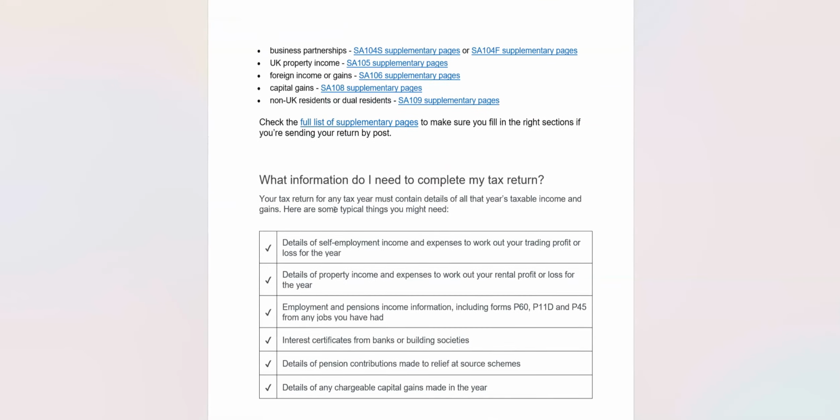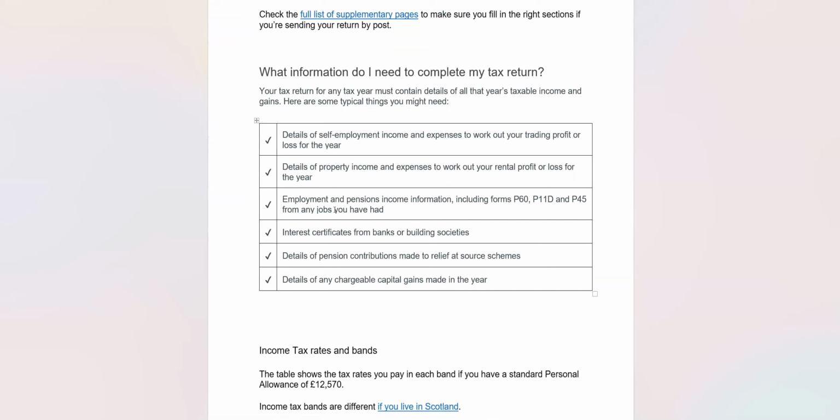The next thing we have here: what information do I need to complete my tax return? Your tax return for any tax year must contain detail of all your taxable income, and again, here are some typical things you might need to know. Now, taxable income means the income you are liable to pay tax on. For example, the property income, the savings income, the dividends. This sort of income is taxable income.